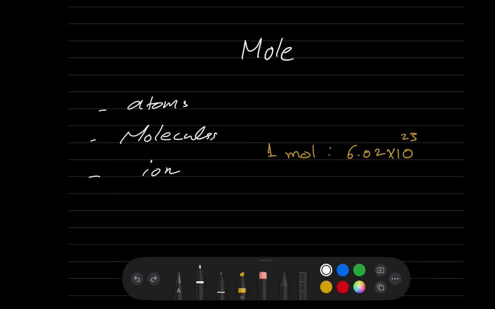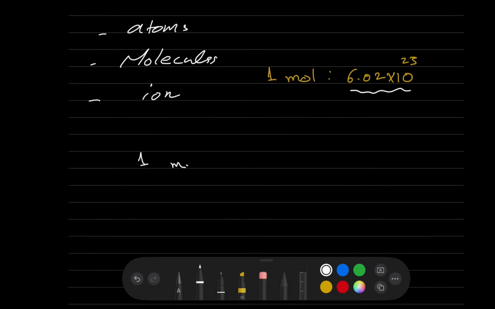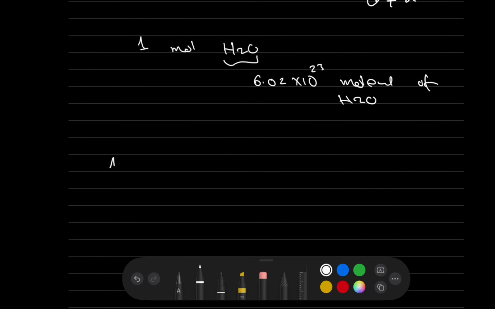Generally, if we look at this number, it's really huge. So if we have, for example, 1 mole of water, H2O, then it indicates that we have 6.02 times 10 to the power 23 molecules of water. You can just imagine this huge number. We're talking about this number with 23 zeros, which is really huge. Let's say you have 1 mole of helium, which is a noble gas, then it contains 6.02 times 10 to the power 23 atoms.